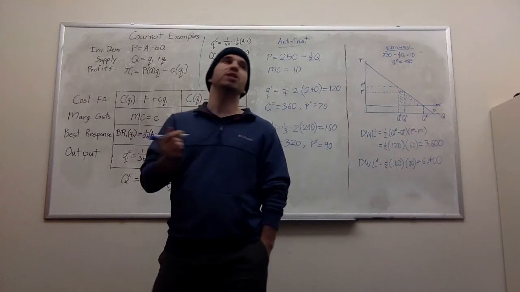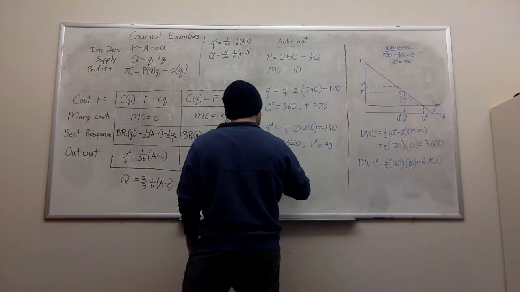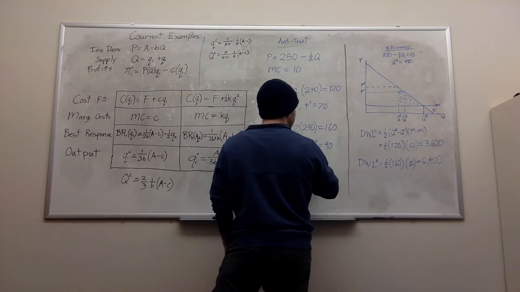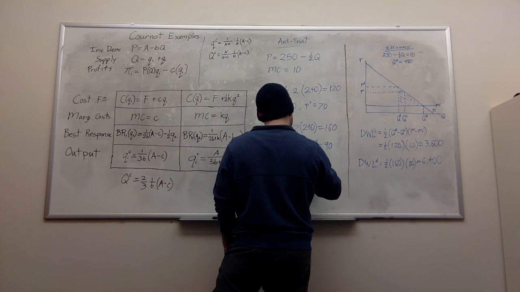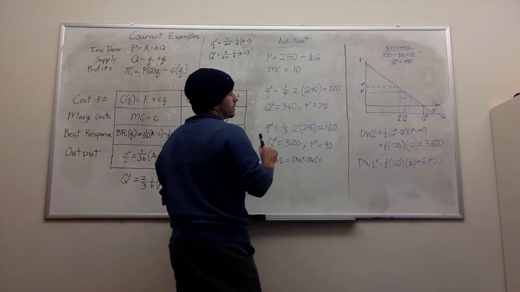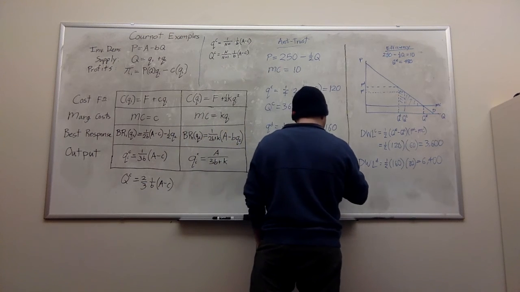So the change in deadweight loss when we allow the merger, right? Delta deadweight loss is equal to deadweight loss after the merger minus deadweight loss before the merger, which is, let's see, 6,400 minus 3,600 is 2,800.